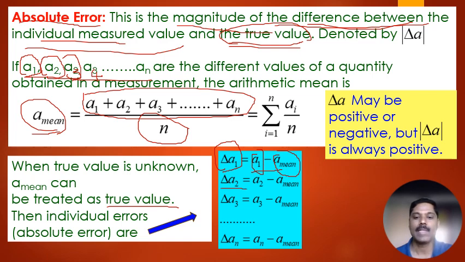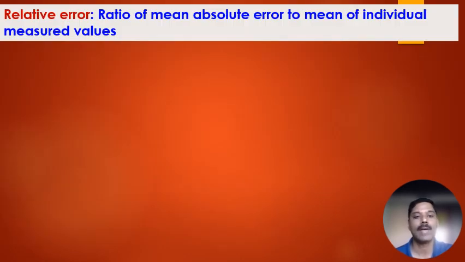Similarly, for the second measured value, delta A2 is obtained on taking the difference between A2 and A mean. Similar is the case for the remaining absolute errors. When we take the difference between A1 and A mean or A2 and A mean, there is a chance to get a negative value as well as a positive value. But for our estimation of errors, we need to consider only the magnitude, meaning only the positive values have to be considered.